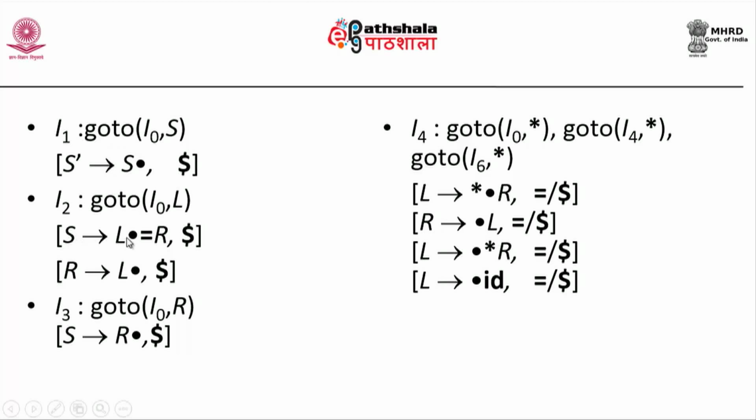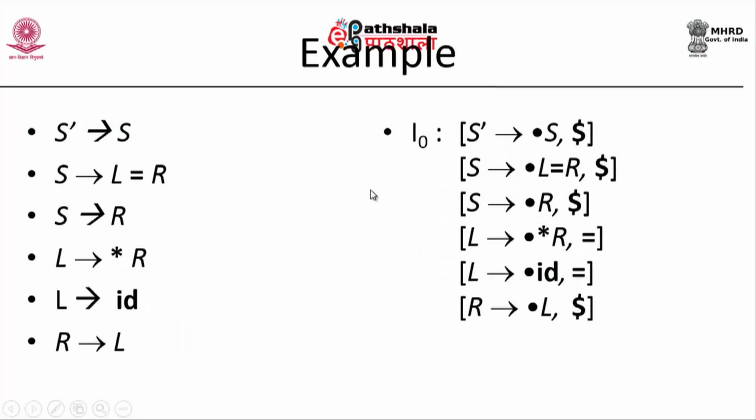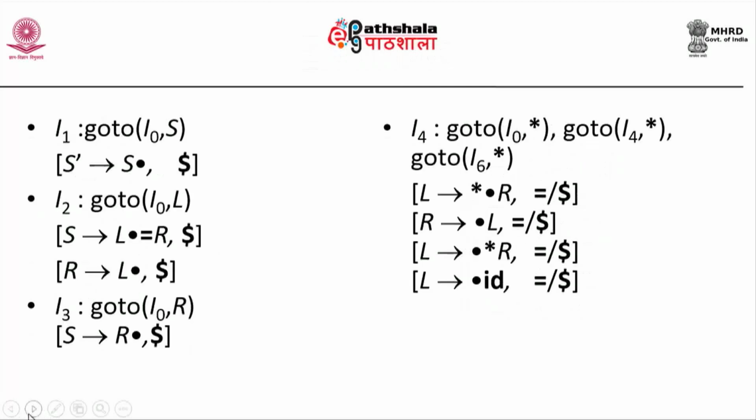I2 will be I0 comma L, which is L dot equal to R comma dollar and L dot comma dollar, that is looking at I0 comma L. Two components will qualify with a dollar at the end, and I0 comma R is I3, so shifting the dot by one position to the right, I have a dollar here. I4 will be I0 comma star, I4 comma star and I6 comma star, I have the same items here. Star dot R comma equal to slash dollar. So why am I having equal to slash dollar here?